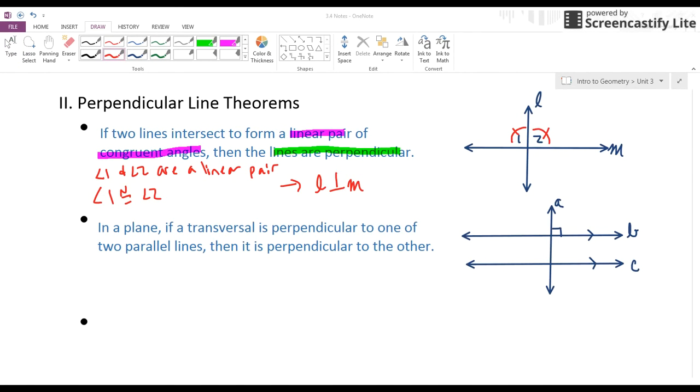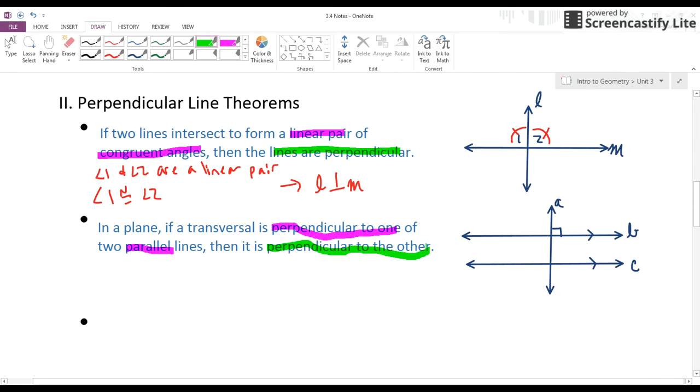So theorem number 2: in a plane, if a transversal is perpendicular to one of two parallel lines, then it is perpendicular to the other. So look at the key information in this statement as well. Our transversal is perpendicular to one line, and these lines have to be parallel. If that's true, then that transversal is perpendicular to the other line.